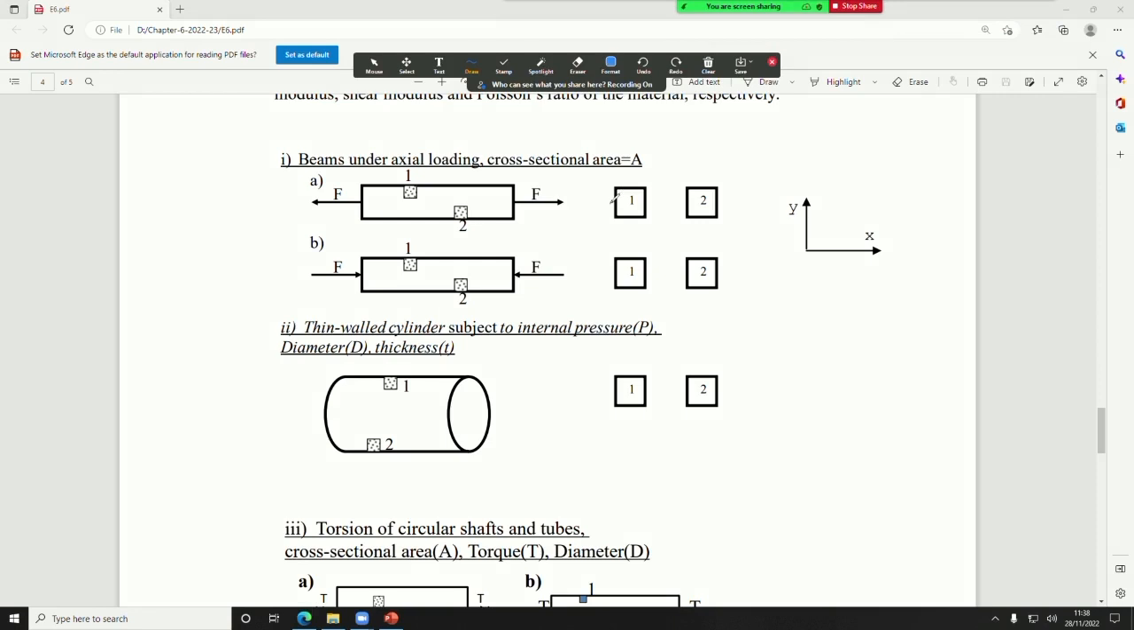So in this case, if I was asked to solve this problem, this is how I do it. There is no sigma y, so sigma x is equal to F over A. So if I was asked, I would say sigma x is equal to F over A, and sigma y and tau xy are equal to 0.